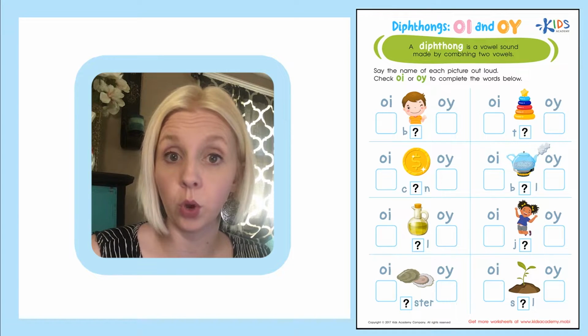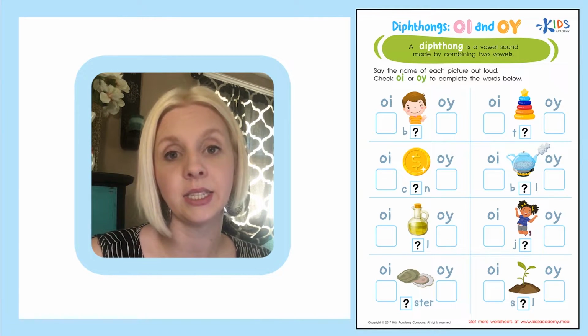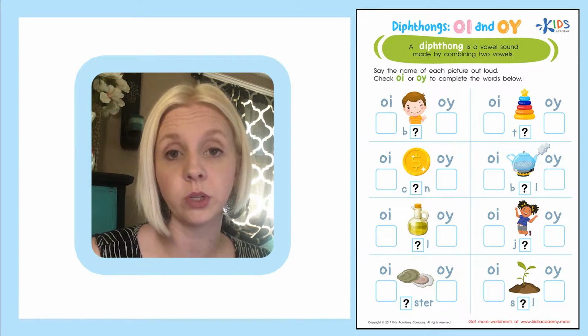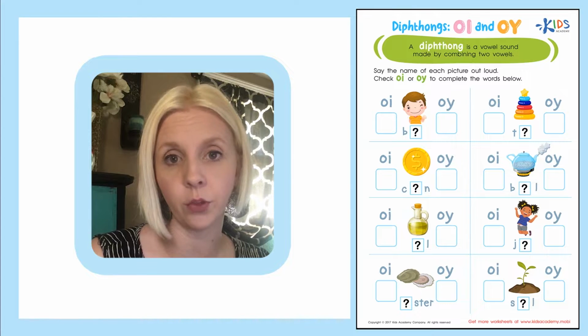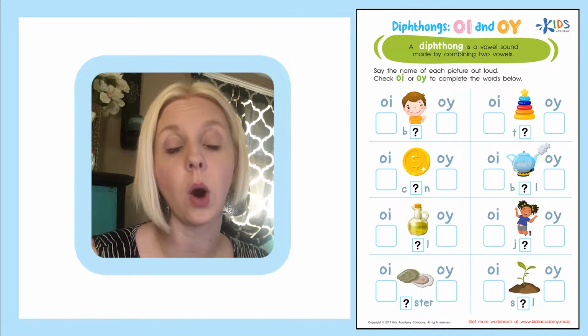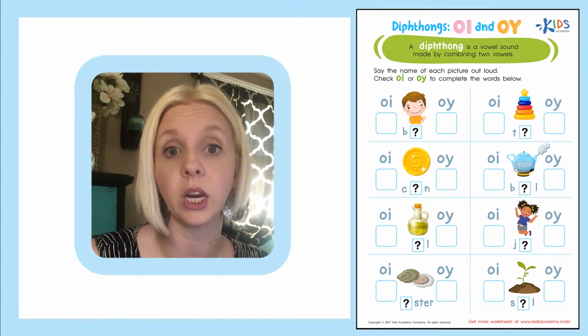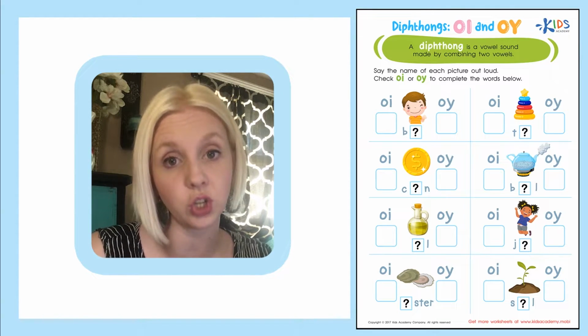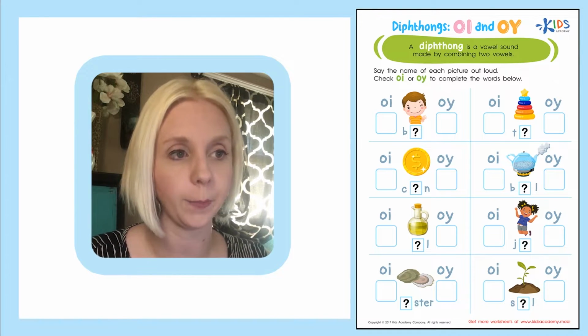Now, normally the rule as to whether or not we use oi or oy is that if the oi sound is at the beginning or middle of the word, we're going to use oi. And if the oi sound is at the end of the word, we're going to use oy. That's generally the rule that we're going to follow. So let's take a look at the picture here.